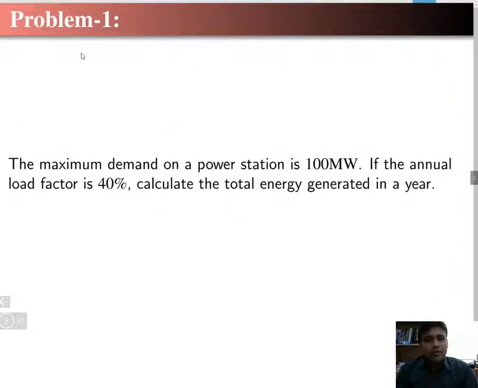Problem number 1, we have that the maximum demand on a particular power station is 100 megawatt. If the load factor given is 40%, calculate the total energy that is generated in a year. Sometimes we will use the term year, sometimes we will use the term annum. So any word that is being used to calculate for a year or an annum, let us see this problem.